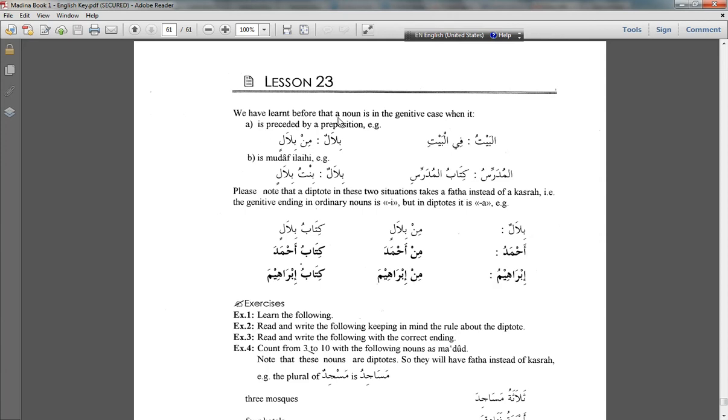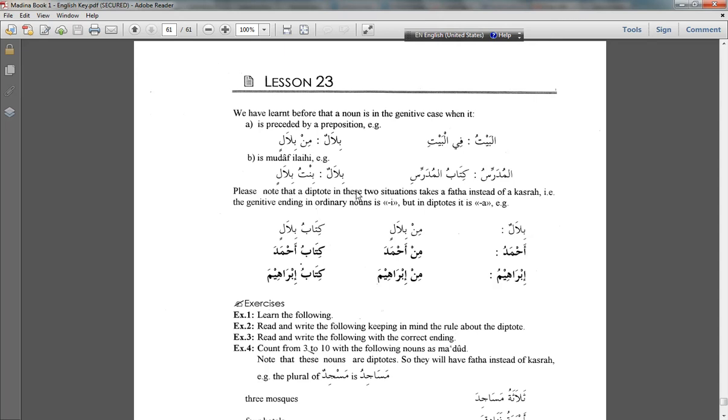We have learned before that a noun is in the genitive case when it is preceded by a preposition. For example, al-baytu, fil bayti, bilalun, min bilalin. So because of the preposition, the harful jar, you got al-bayti and min bilalin. Or it's mudaf ilayh, like kitabul mudarrisi, the teacher's book, bintu bilalin, Bilal's daughter.